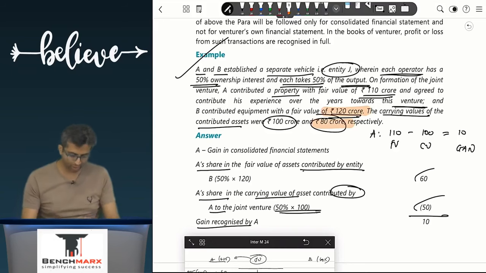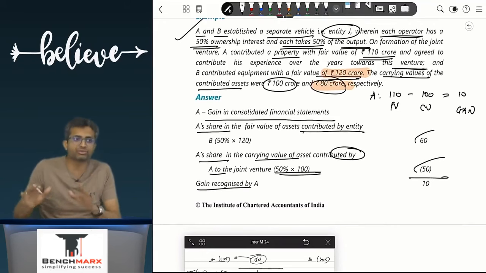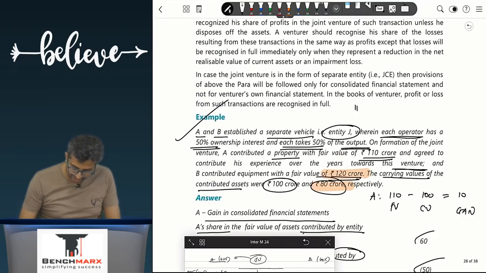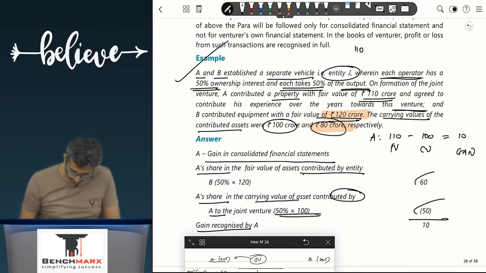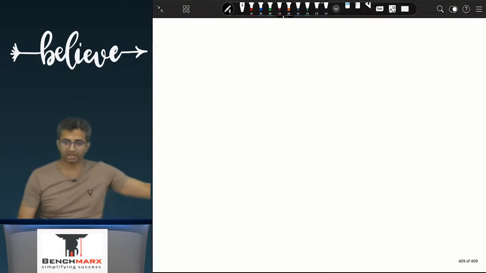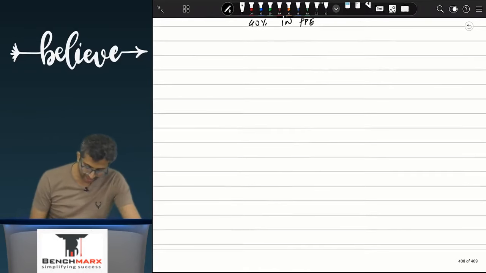What have they shown over here? They have shown overall the gain in the CFS that A is giving. What is A giving up? A is giving up its share. Ultimately, it is a 1:1 ratio. So what A is giving up is 100 in its books. This is a different case. What we said earlier was one case; here both of them are together. So A is giving up an asset.